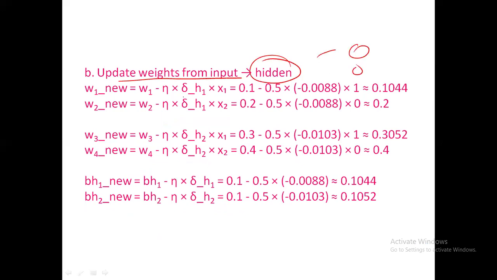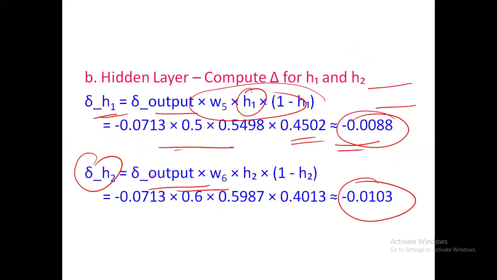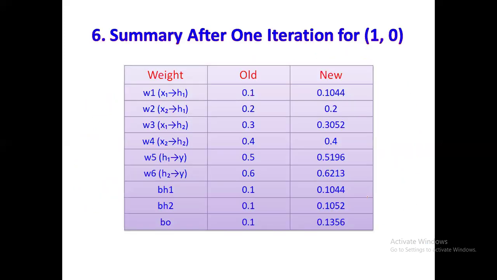We are applying the same formula. Instead of output, we are going to take x1 and x2 and 1 0, we are getting this. Similarly w3 and w4, all the weights we have to update. And bh1 also and bh2 we are getting 0.011044 and 0.1052. Hope everyone understood the steps for weight updation.